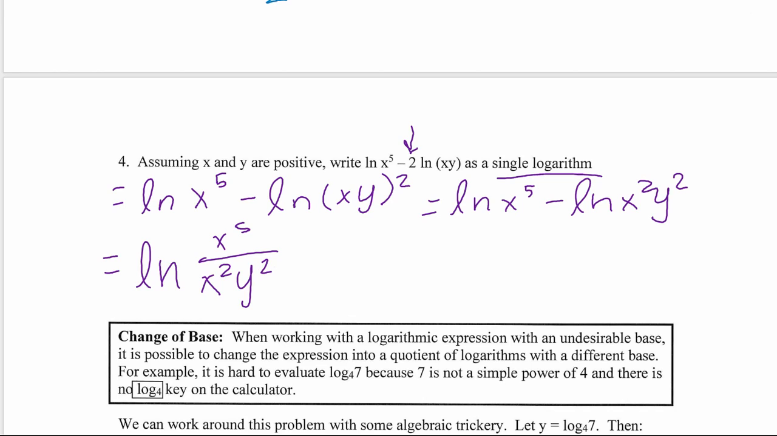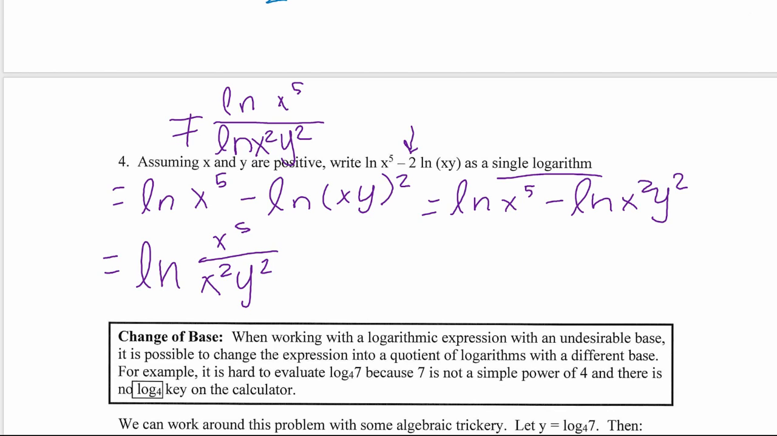The reason I said do it as a single log, and not as two separate logs, is because this is not equivalent to, I'll write it off to the side here, the natural log of x to the fifth over the natural log of x squared y squared. Okay, so that's what I mean. You want to rewrite it with a single log out in front, not a log in both the top and in the bottom. Those are not equivalent statements. Just be careful there. When you're recombining things into a single log, you should only have one log written. Hence the name, single log.